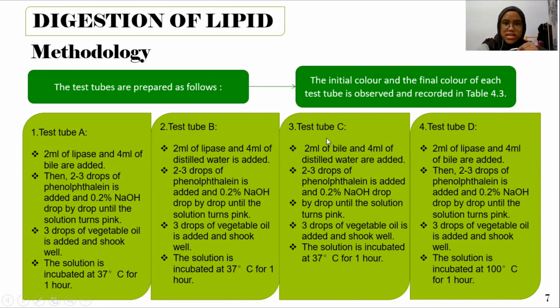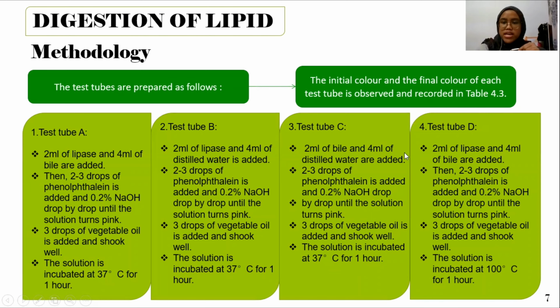Next, for test tube C, 2 ml of bile and 4 ml of distilled water are added. 2 or 3 drops of phenolphthalein are added, and 0.2% sodium hydroxide drop by drop until the solution turns pink. 3 drops of vegetable oil are added and shaken well. The solution is incubated at 37 degrees Celsius for 1 hour.